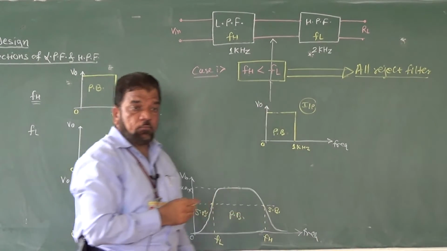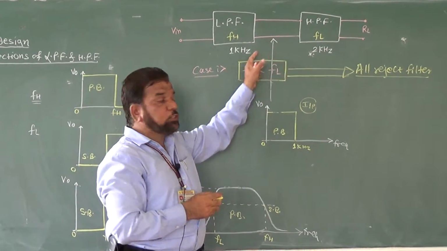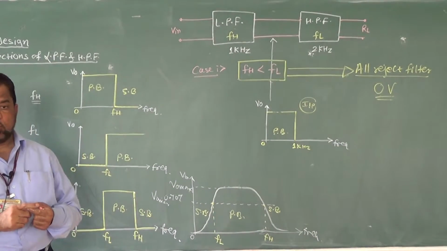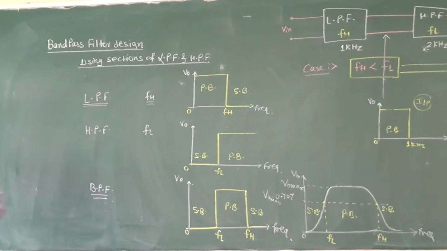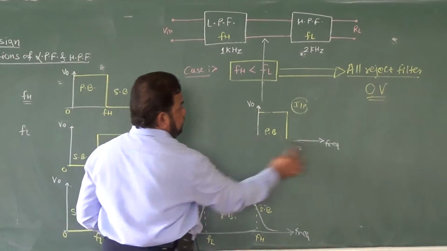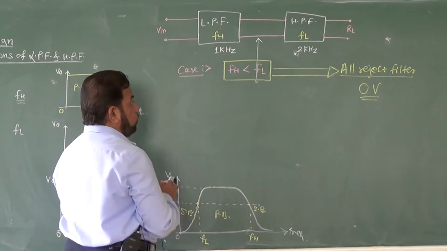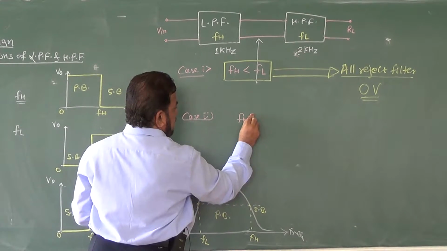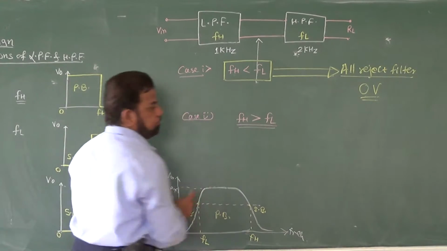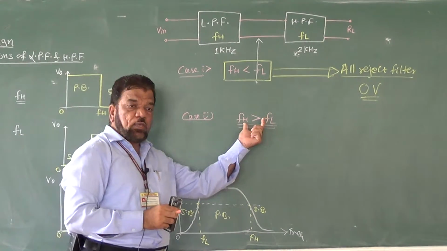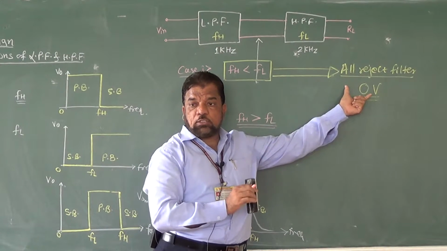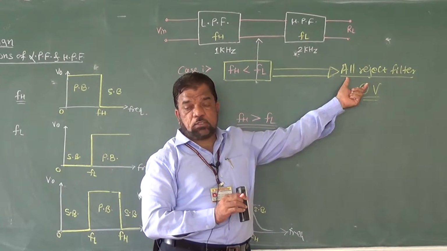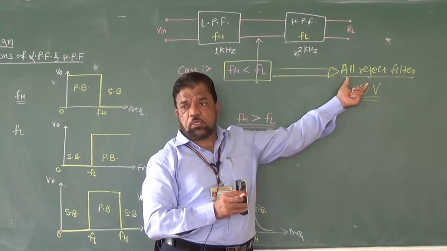Why is it an all reject filter? Because with these cutoff frequencies, 1 kilohertz and 2 kilohertz, whatever the frequency, the output voltage is 0 volt all the time. Now let me check the other condition, case 2, in which FH is greater than FL. When the condition is FH less than FL, my output is all the time 0. That's why that filter is called all reject, and there is no application of such a filter because it rejects everything.